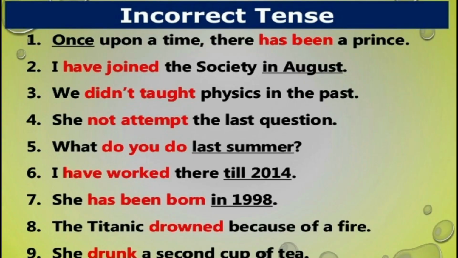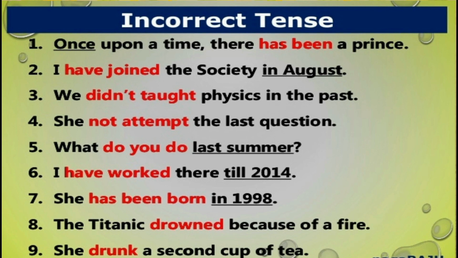And she not attempt the last question, we need an auxiliary there. She did not attempt the last question. And then what do you do last summer? Oh, too many do's there. So we change the tense form. One is the auxiliary, the other is the main verb, like we had already discussed. So what did you do? The auxiliary takes the tense form. So what did you do last summer? Because it's last summer, it is in the past, so we use the past tense form.